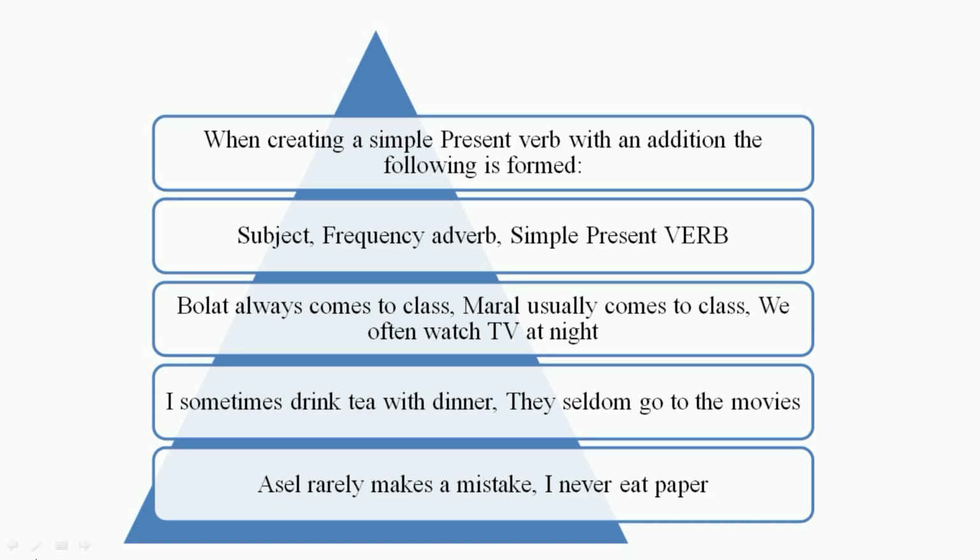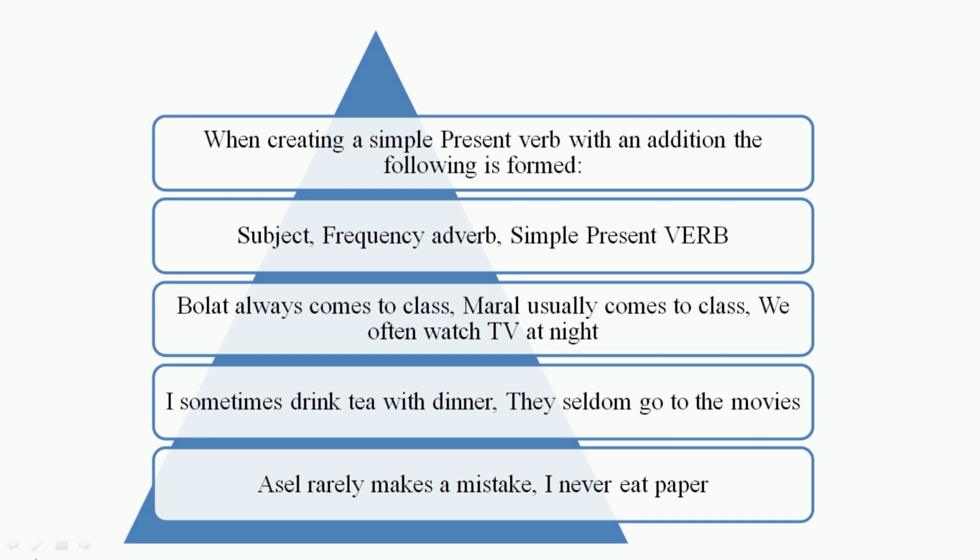Okay, when creating a simple present verb with an addition, the following is formed. First of all, it will be the subject. After the subject, it's the frequency adverb, and of course, at the final part of the sentence, it will be the verb in the simple present tense. For example, Bulat always comes to class. Bulat is the subject, always is the frequency adverb, comes is of course the verb, to class.